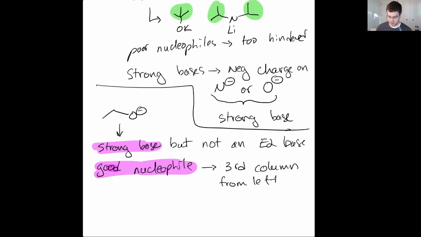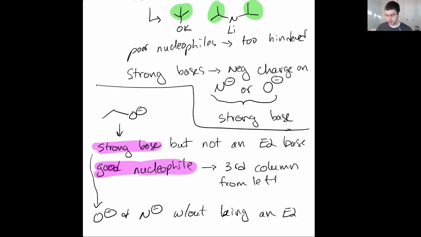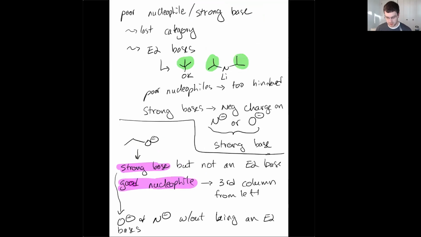So strong base, good nucleophile, these would be O minus and N minus without being an E2 base. Are there other E2 bases? Sure. Okay, but we're not going to worry about it. We're going to worry about just the two E2 bases that I've given you, which if I zoom out are just those two things that are highlighted in green.